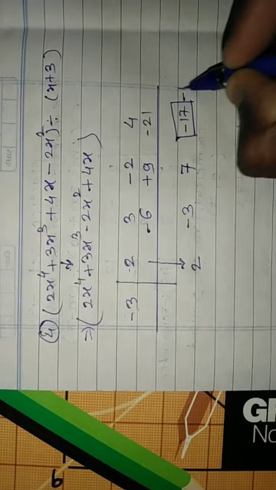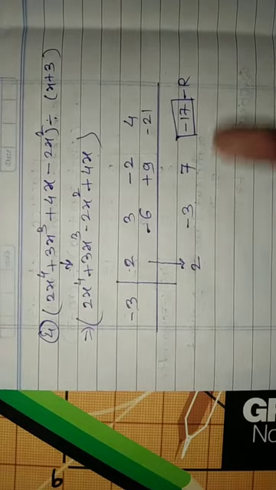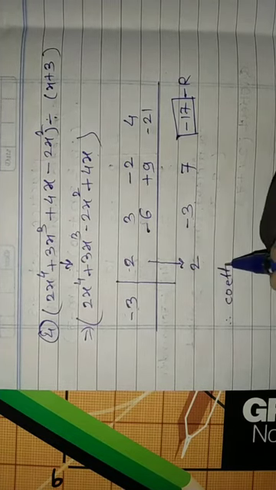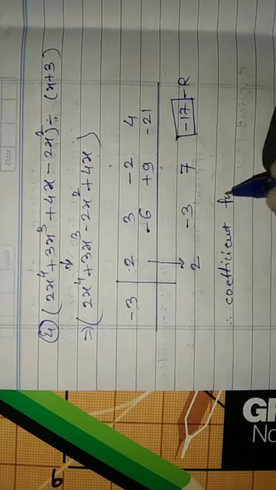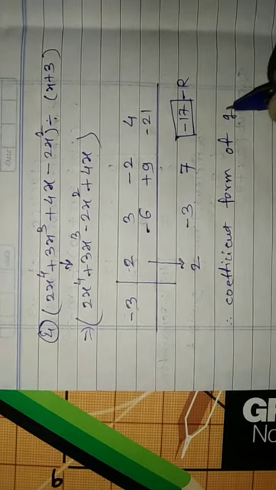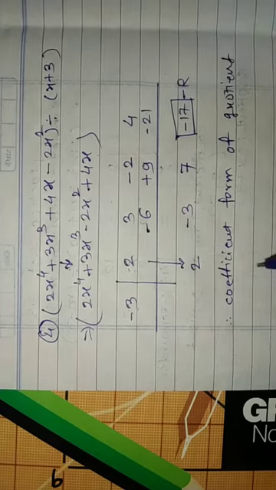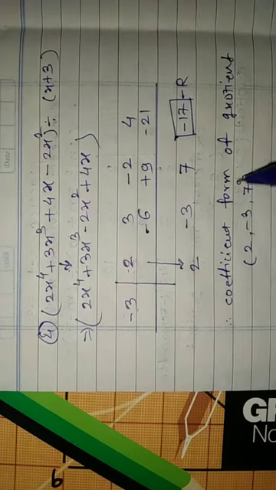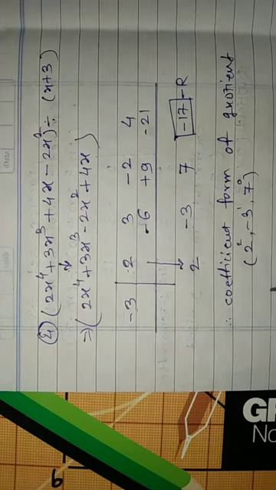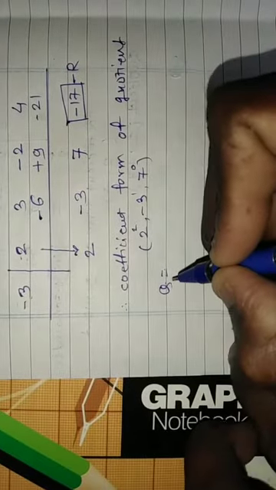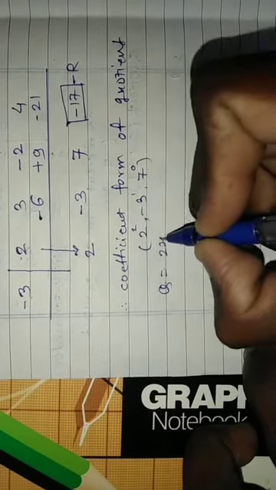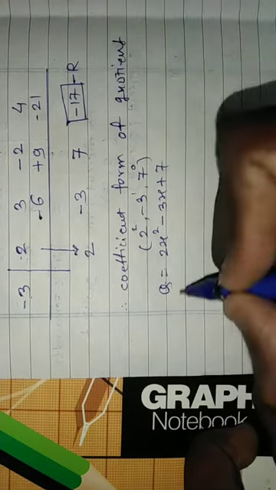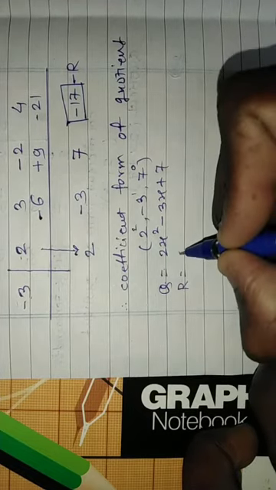So, student, this is the remainder, and now from the coefficients we are writing the index form. So we write one statement: coefficient form of the quotient. Write this once again: 2, minus 3 and 7. So we have to write in index form. So obviously this is 0th index, this is first index, this is second index. Therefore the quotient is equal to 2x square minus 3x plus 7. This is your quotient, and then the remainder, student, is equal to minus 17.